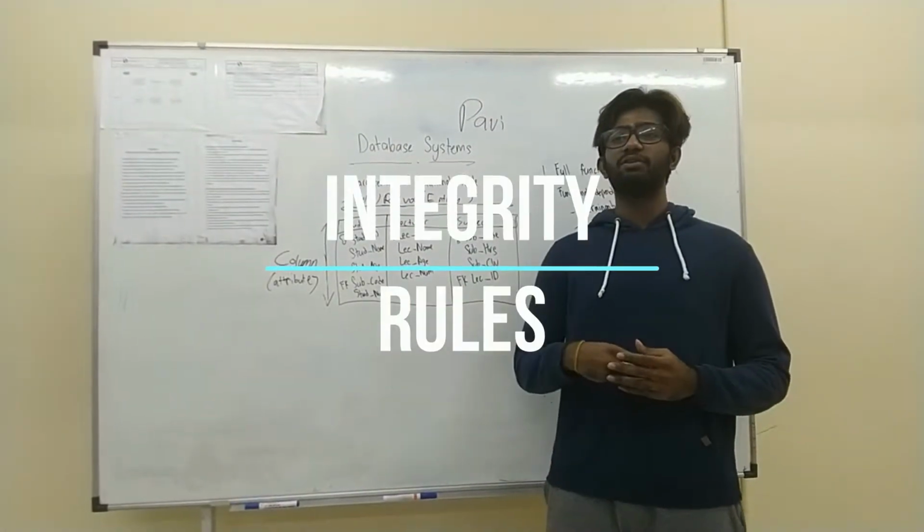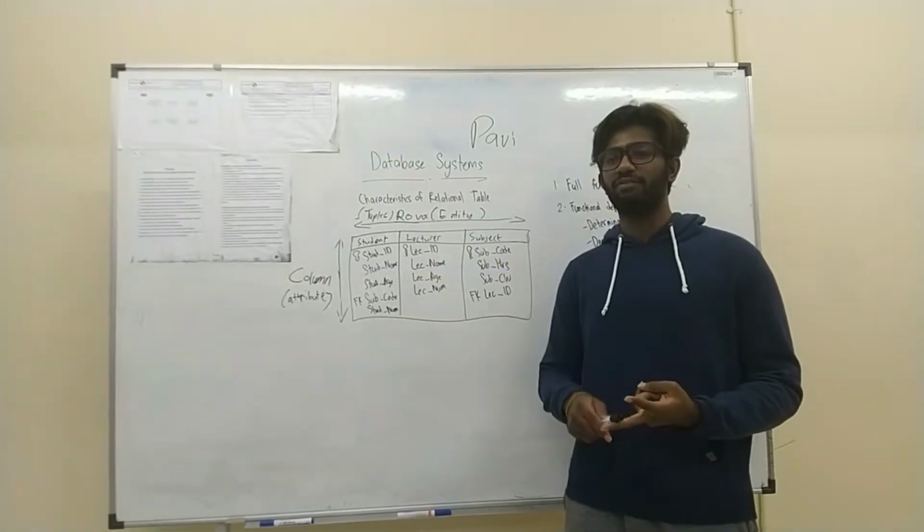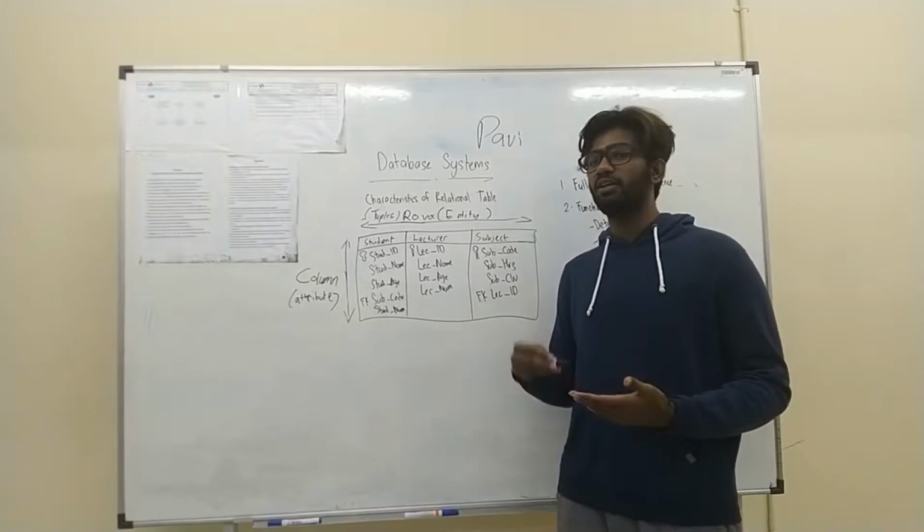I'll be explaining about integrity rules. Integrity rules state that primary keys are unique and they cannot have null values. Null values means there's no value at all towards the primary key.